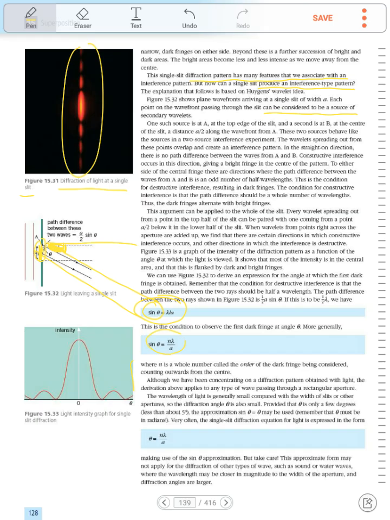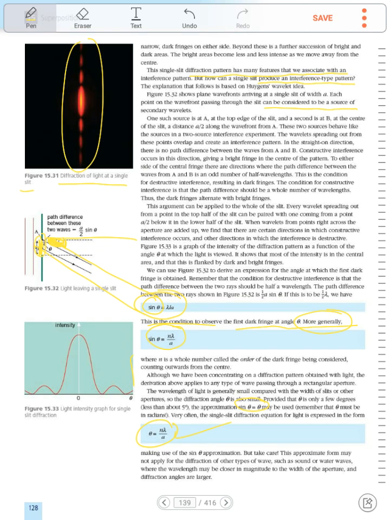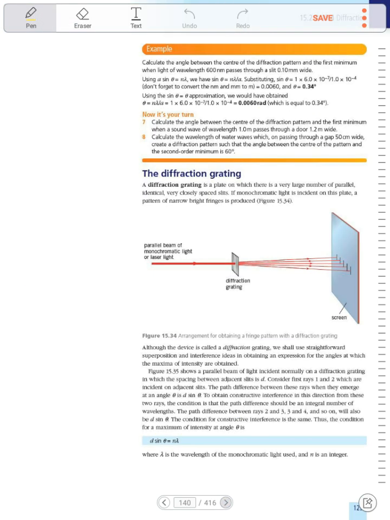And sine theta equals n lambda over a. This is the condition to observe the first dark fringe at angle theta, more generally. Because the angle is very small, sine theta is almost theta, so theta equals n lambda over a. n is the order, lambda is the wavelength, and a is the size of the gap.